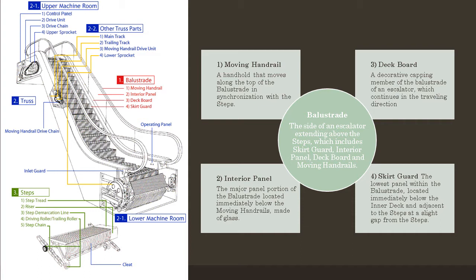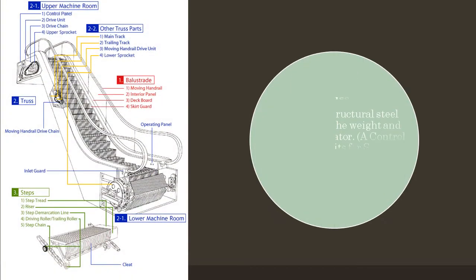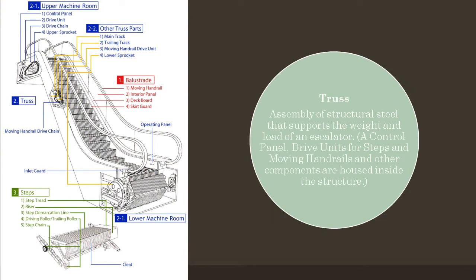4. Skirt guard. The lowest panel within the balustrade, located immediately below the inner deck and adjacent to the steps at a slight gap from the steps. Truss. Assembly of structural steel that supports the weight and load of an escalator. A control panel, drive units for steps and moving handrails and other components are housed inside the structure.